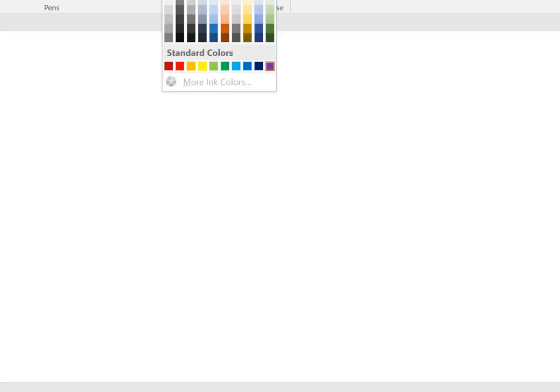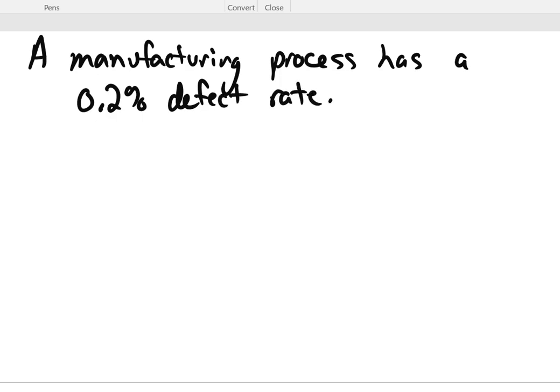So our first example. Let's say that a manufacturing process has a 0.2% defect rate. So that's that very low probability of success. In this case it's kind of awkward, but we're assuming that a defect is a success. So very low probability of occurrence here.